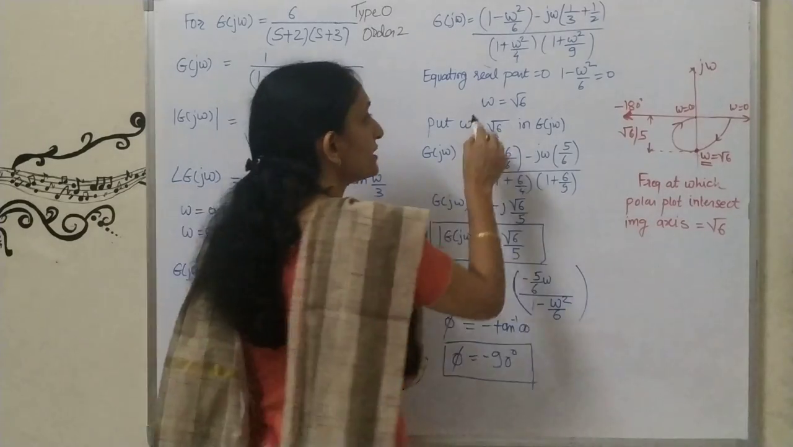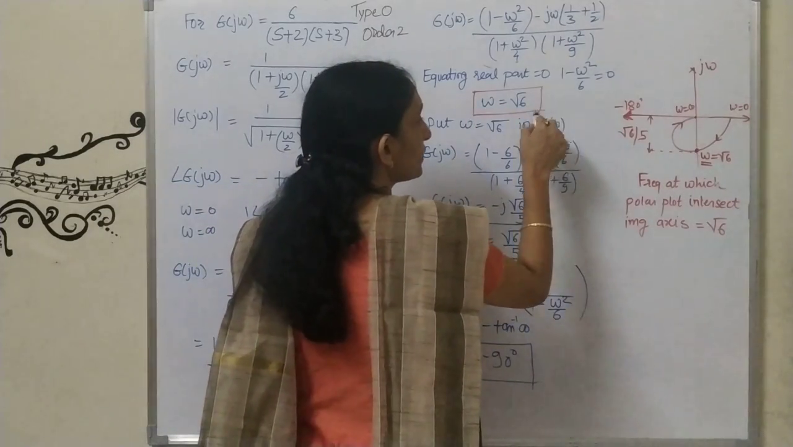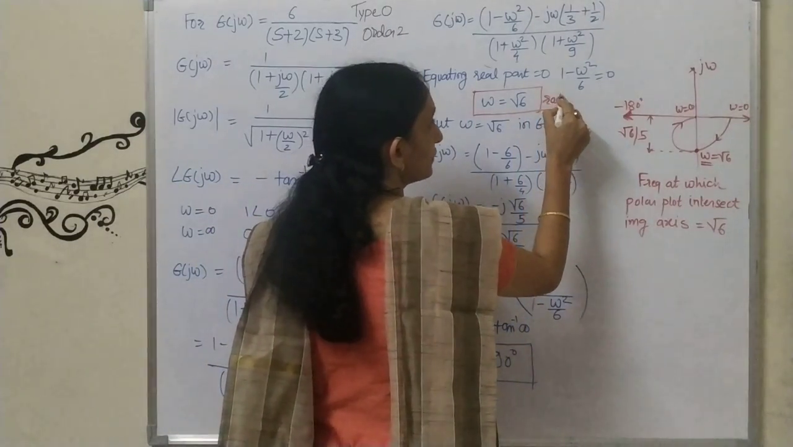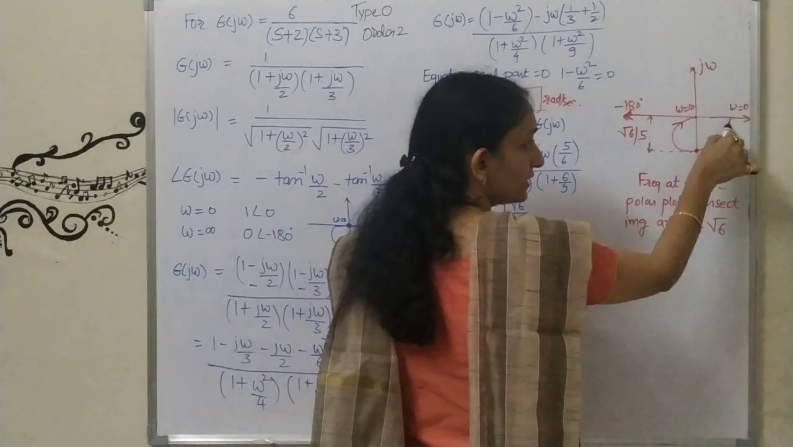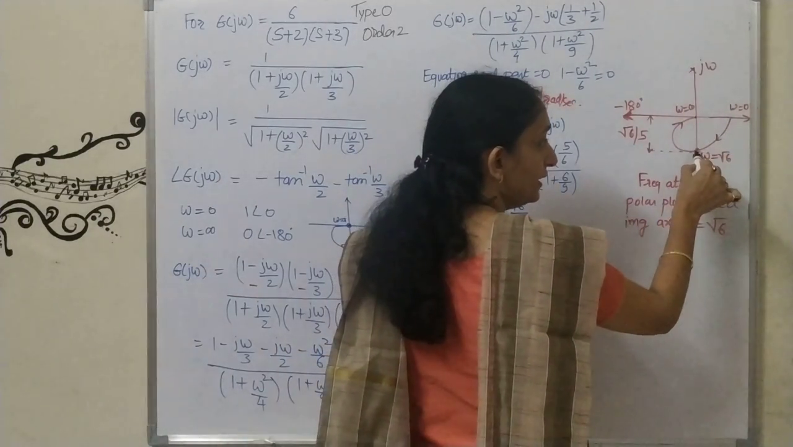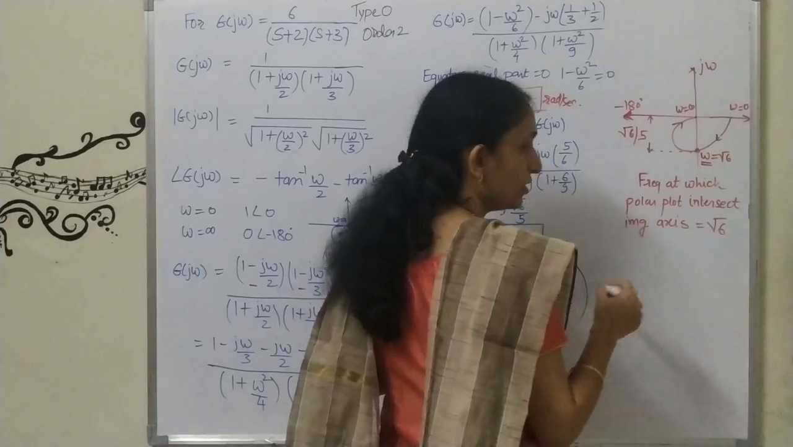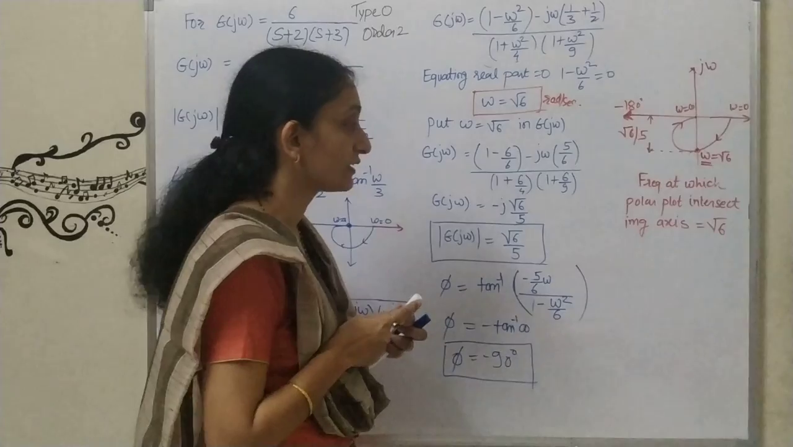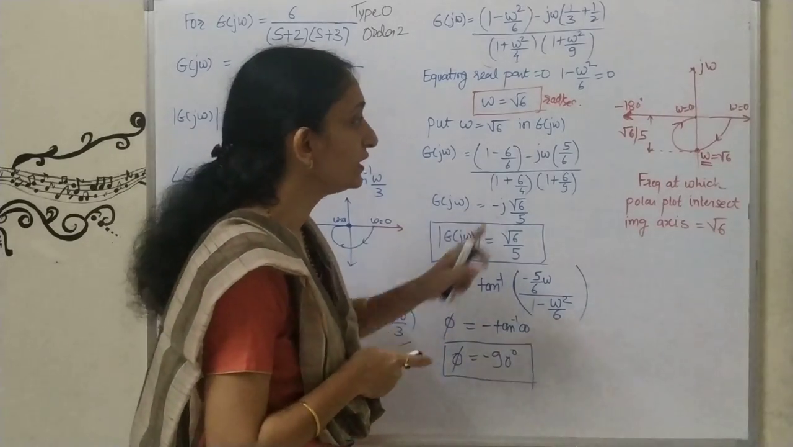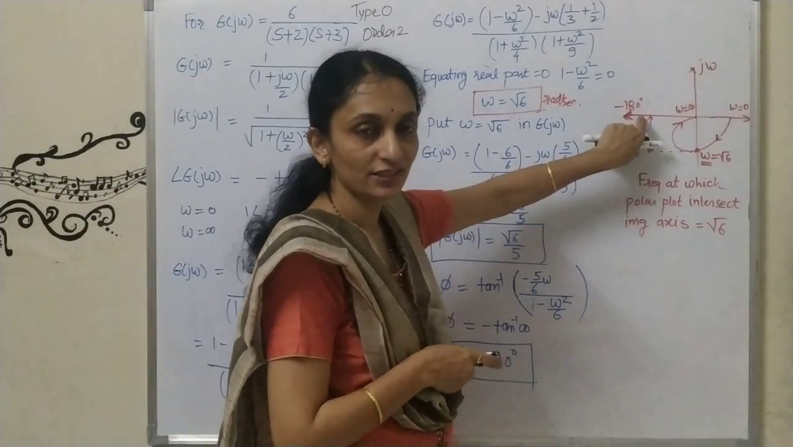But what is this omega is equal to root 6? This is the frequency, this will be in radian. Okay, this is the frequency at which the polar plot will intersect the imaginary axis. So we have calculated the frequency at which the polar plot intersects the imaginary axis. Now next we need to calculate this amplitude, that is magnitude.